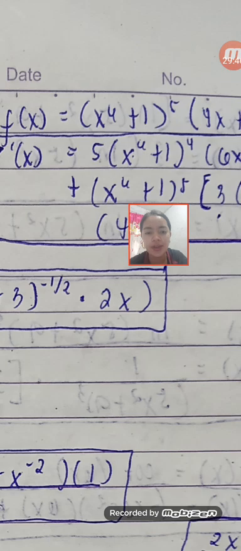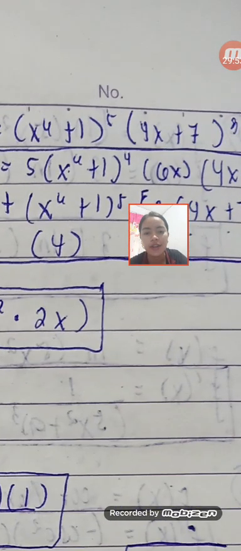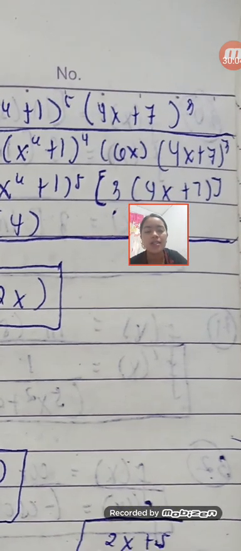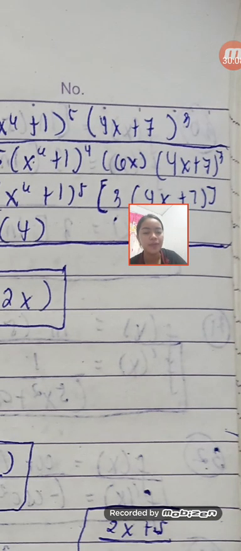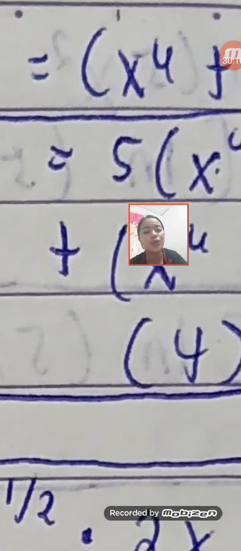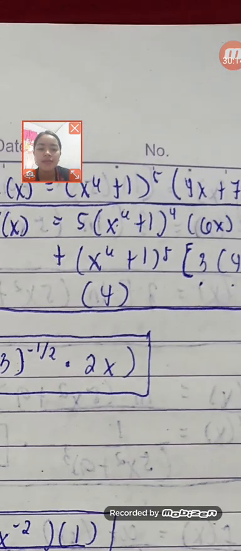We have here 5 multiplied by the quantity of x^6 plus 1 raised to the power of 4. And in this part, there is a chain, as you can see. That's why we need to get the derivative of the inside function. So the derivative of the inside function is 6x. Now let's multiply this with our second function, which is (4x plus 7) raised to the power of 3. Since we are using the product rule, we need to use the sign plus. It is addition.